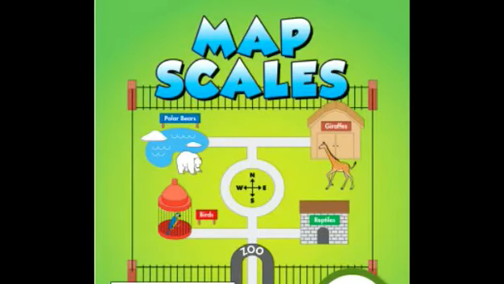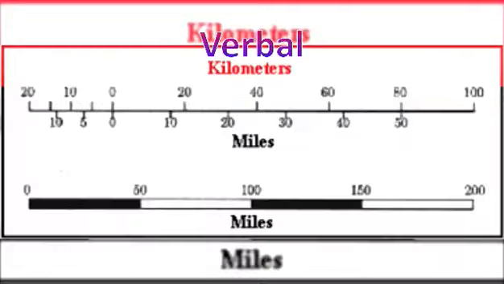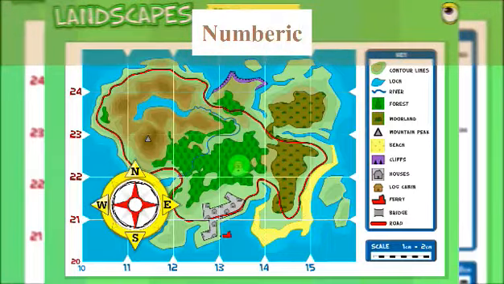Our fifth element of map is scale. Scale is very important element of a map. It shows the distance between the two places. Scale can be indicated in a variety of ways on a map, in verbal, numeric, or graphic forms.